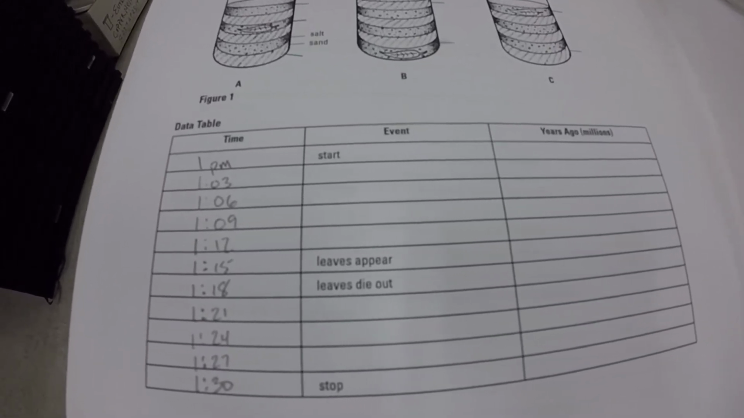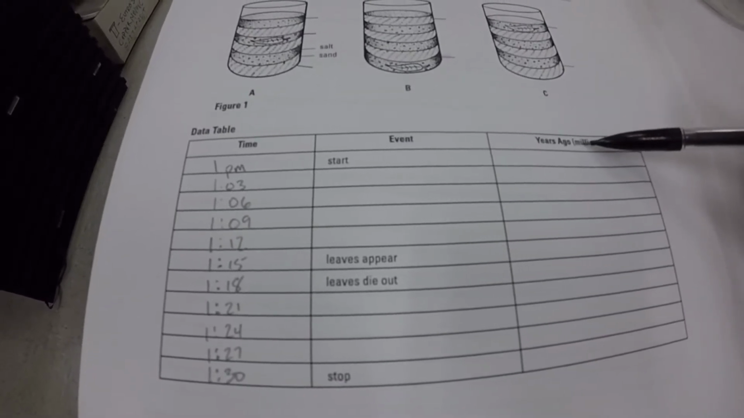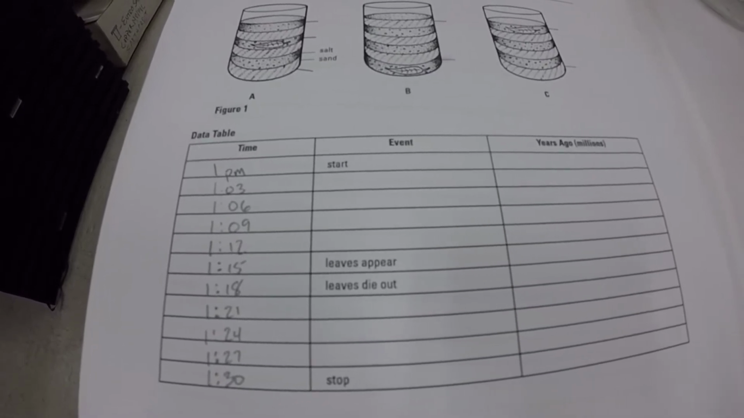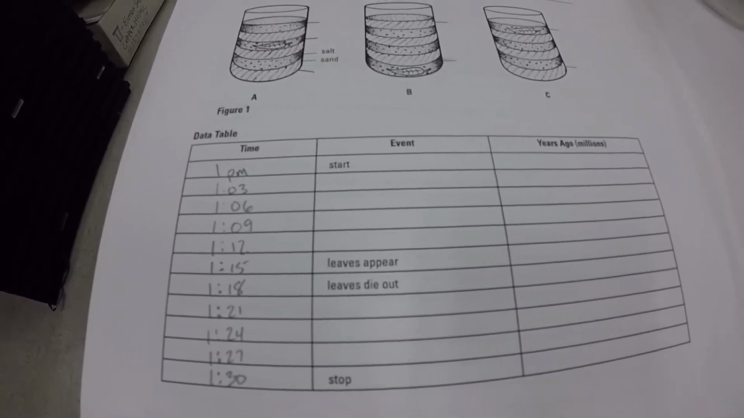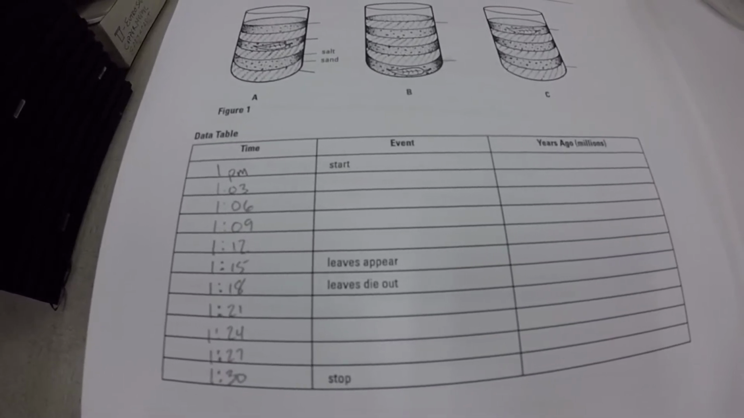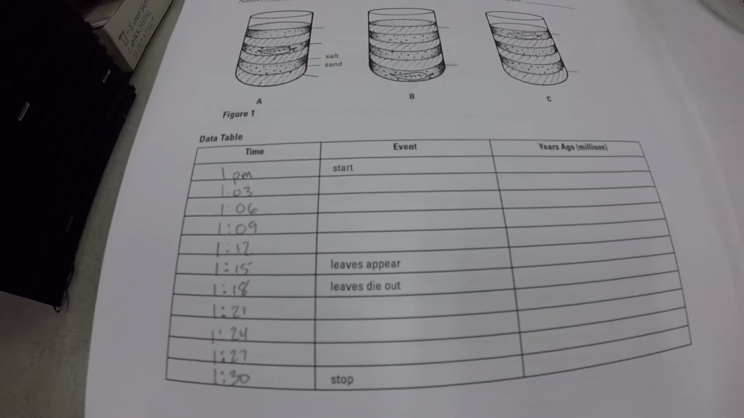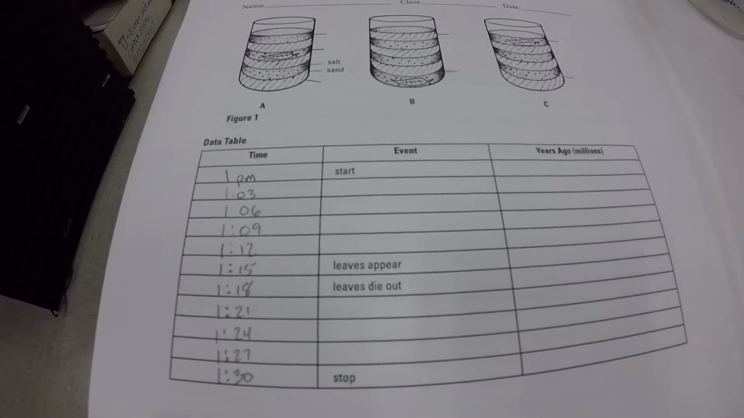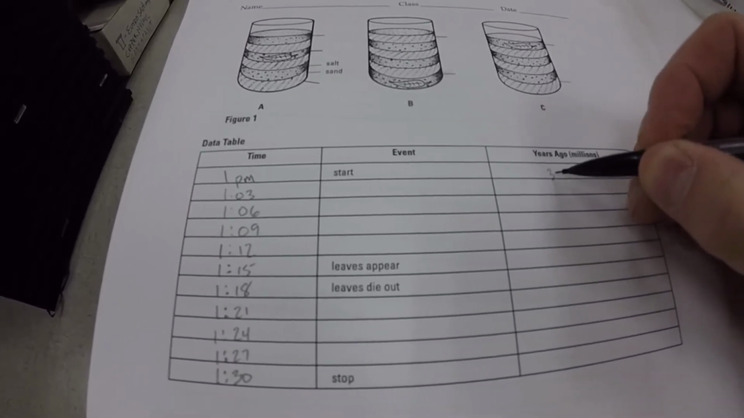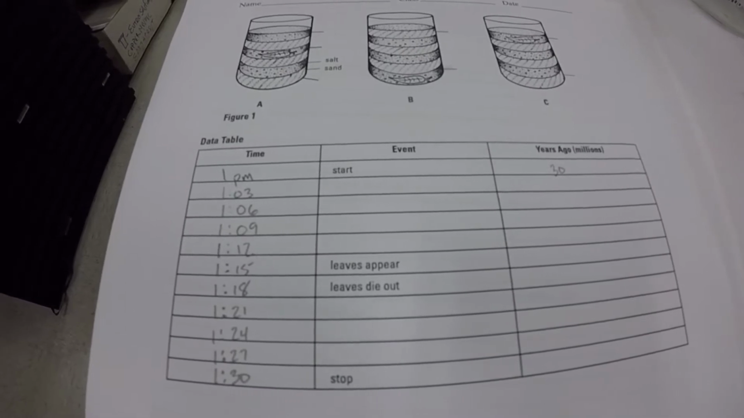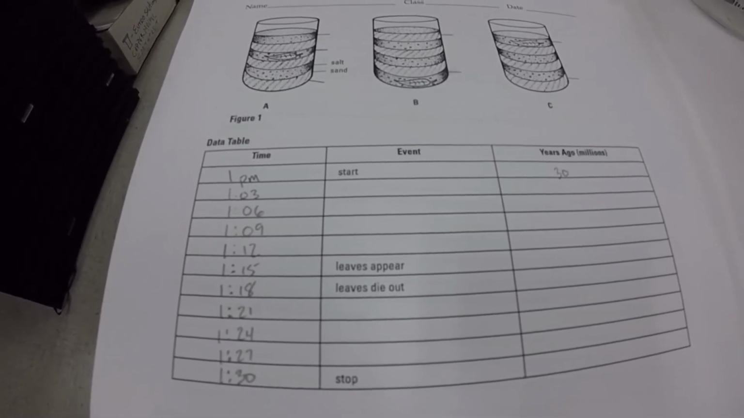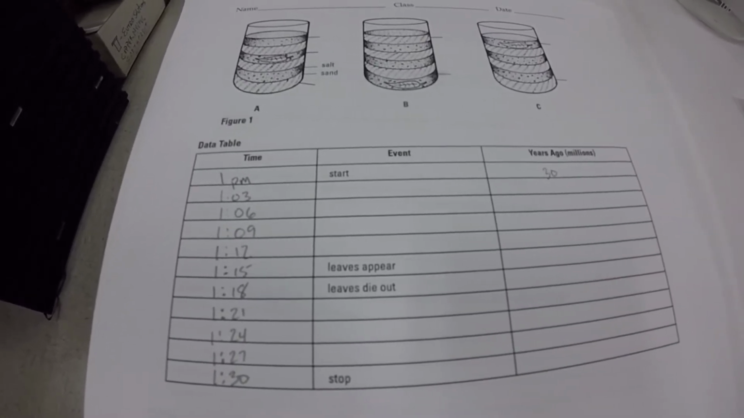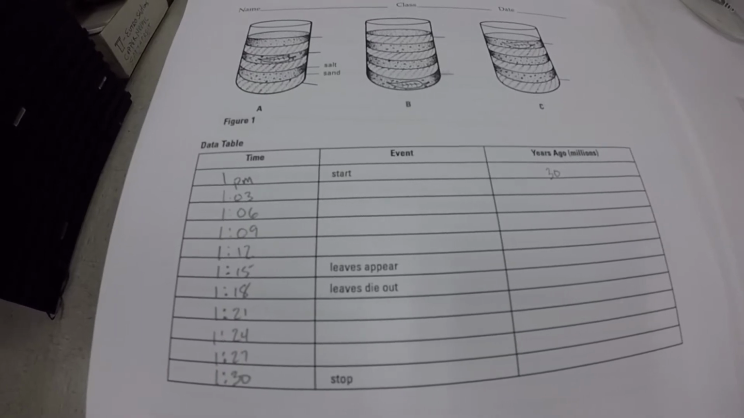The next thing that you're supposed to do is to go over here where it says years ago in millions. 30 minutes of time in our world is going to be analogous to millions of years, 30 million years to be exact. So next to start in years ago, we're gonna write the number 30 for 30 million years ago right there. And then we're gonna subtract 3 from that and fill in our column until we get to the stop. All right, so you go to work and then we'll meet back here in just a second.